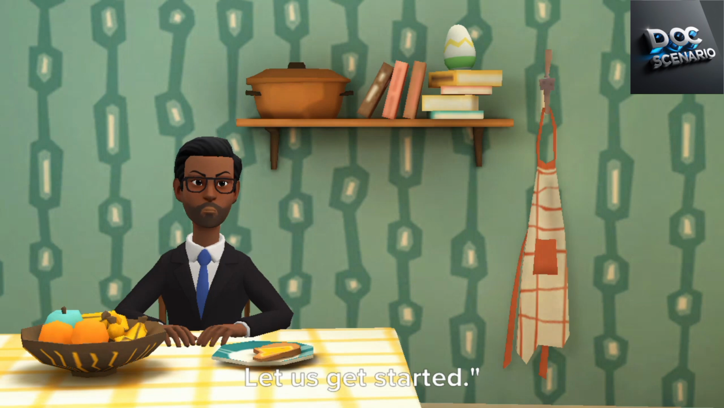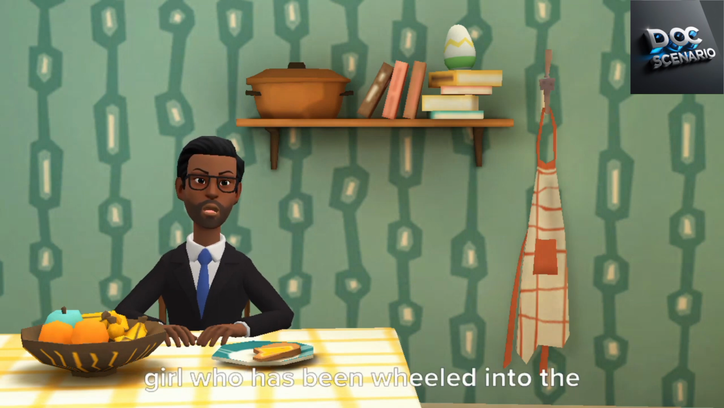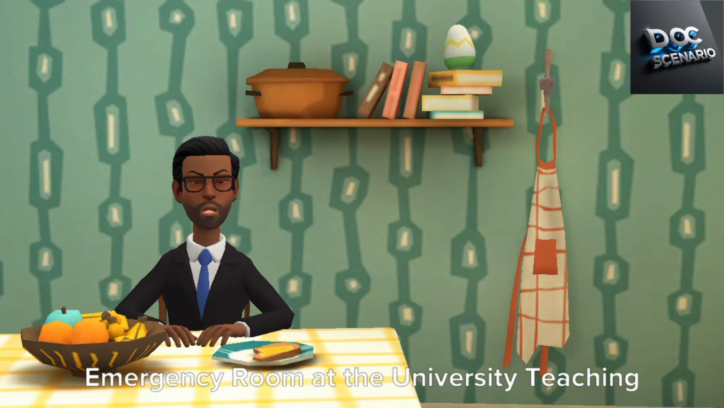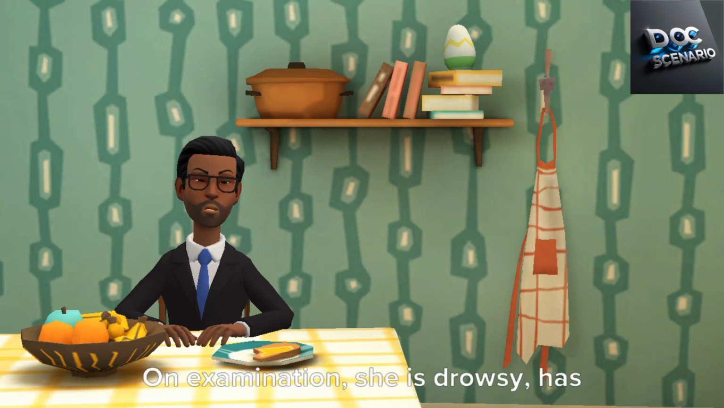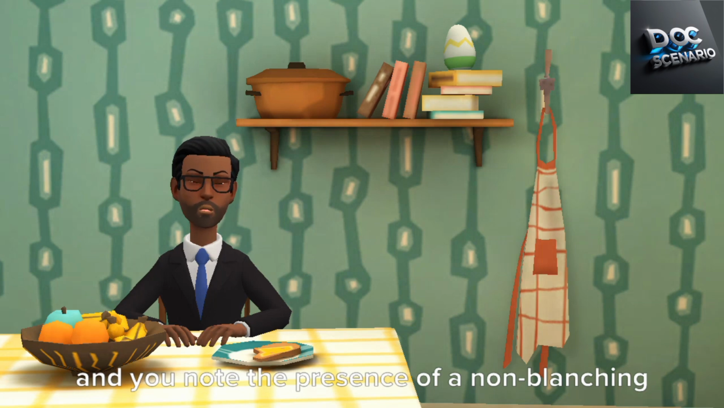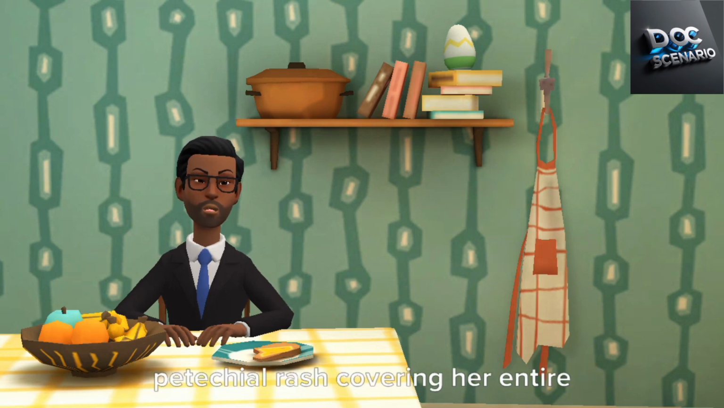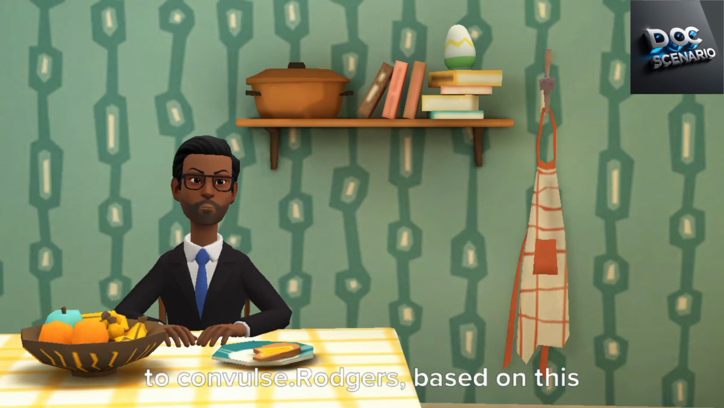Let us get started. Today, we have Molly, a 12-year-old girl who has been wheeled into the emergency room at the University Teaching Hospital after a 3-day history of headache, fever, and vomiting. On examination, she is drowsy, has a temperature of 39.8 degrees Celsius, and you note the presence of a non-blanching petechial rash covering her entire body. During the assessment, she starts to convulse.